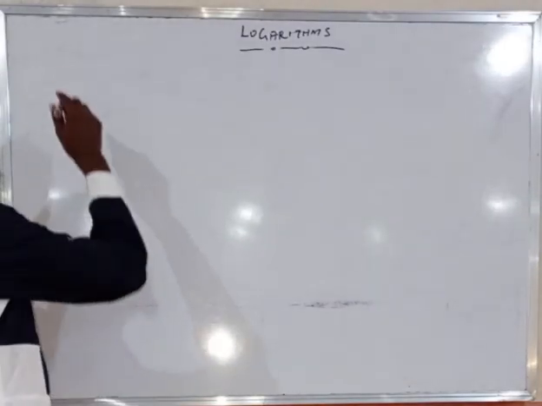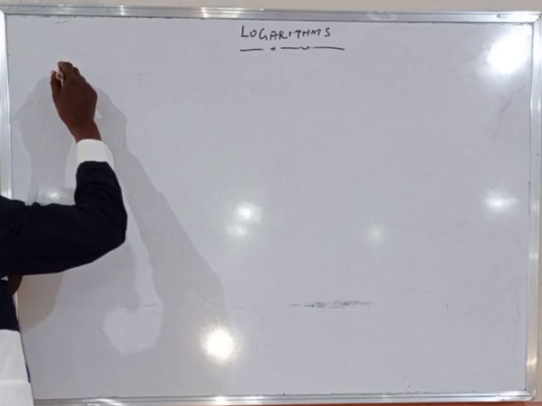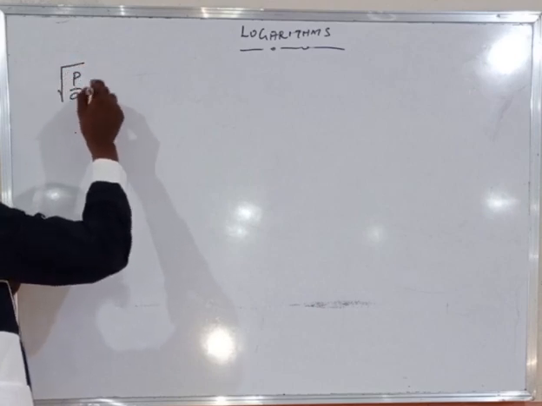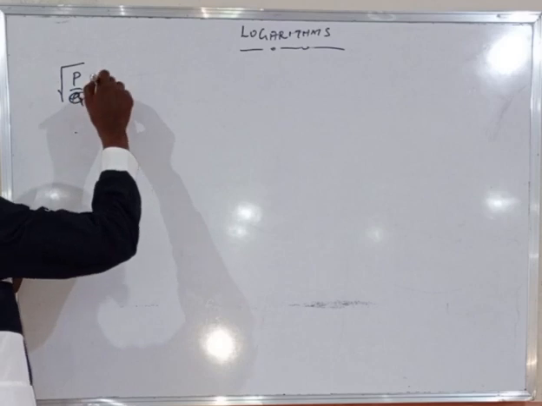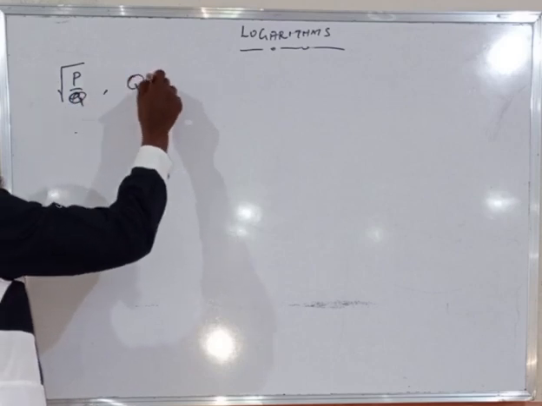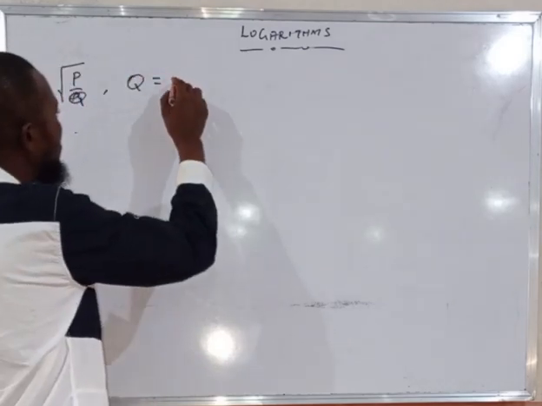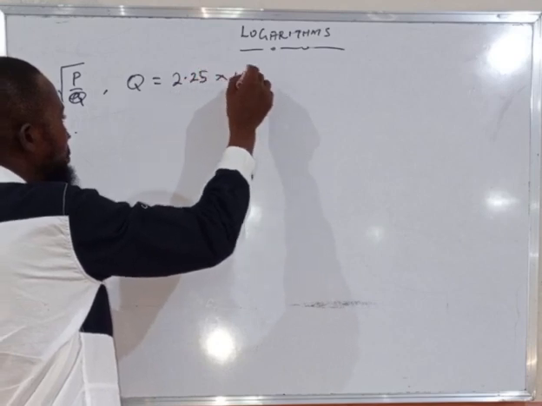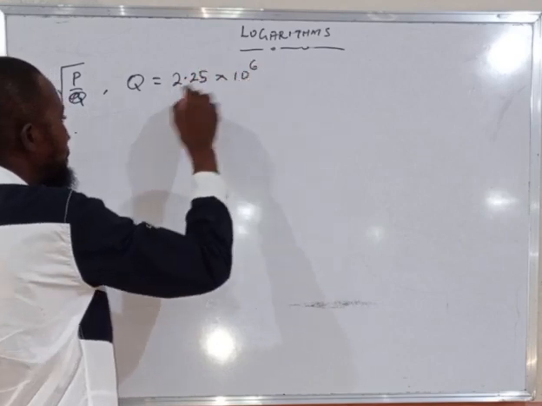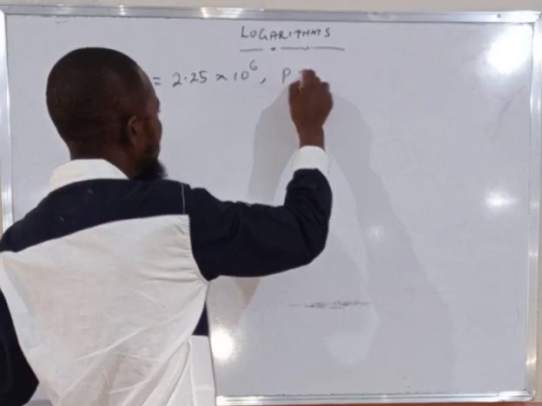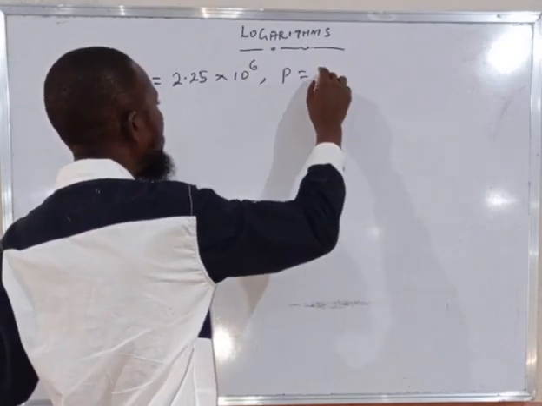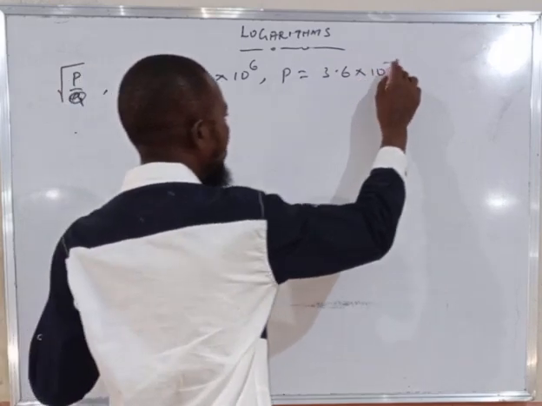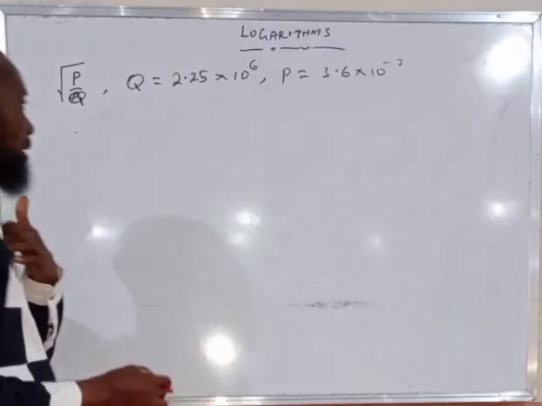Okay, square root of P over Q, given that Q is equal to 2.25 times 10 raised to the power 6, P is equal to 3.6 times 10 raised to the power minus 3, right?